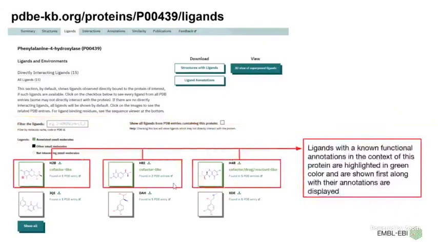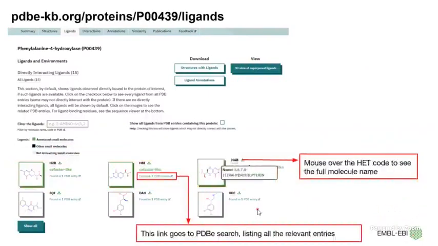We highlight the ligands with known functional annotations in green, and the data for them is shown over here at first. These annotations can vary from cofactor, which is coming from our cofactor pipeline. We also map to DrugBank and the Rhea database in order to annotate ligands as drug and reactant-like respectively. If you hover over the het code, you can see the full molecule name.